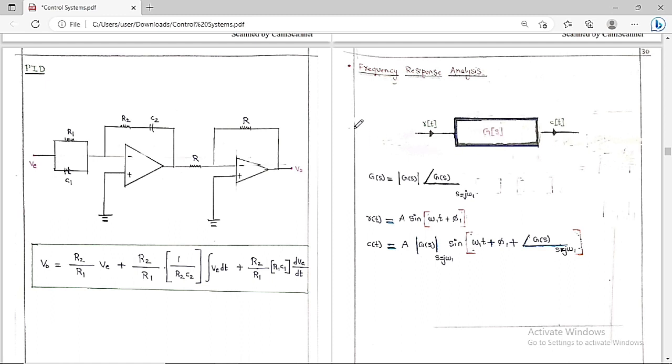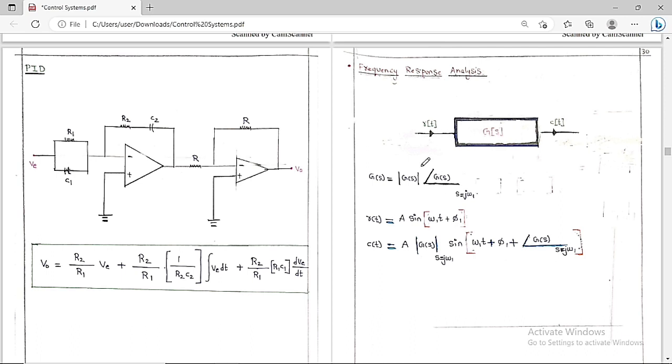Whenever you give any input, the output will have a magnitude equal to the input magnitude into this magnitude value. And the phase angle is whatever this phase angle is, which we just add to the input's phase angle to get the overall output. G of S has some magnitude and some phase angle at S is equal to j omega 1, where omega 1 is the frequency associated with the input signal.